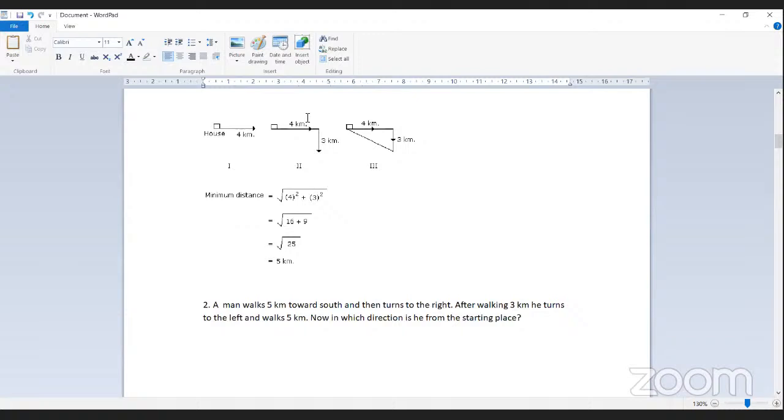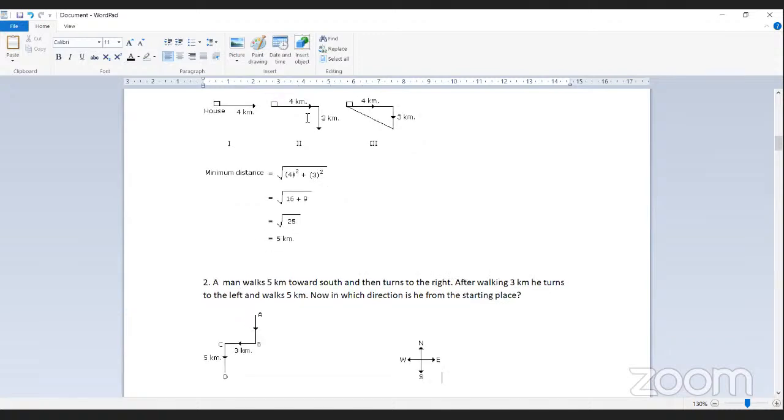Because they have asked in which direction he is from the starting place, place it here from the center. Now which direction is he with reference to the starting point? If I draw this here, this will be east. Ma'am, the diagram is not visible. Oh, sorry.